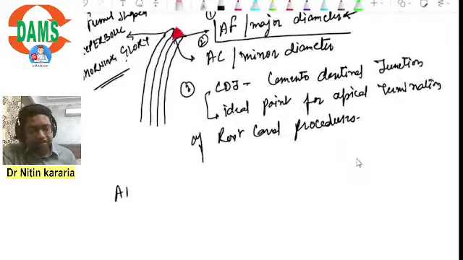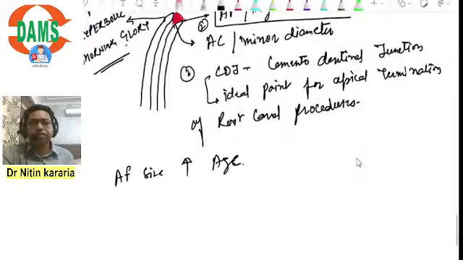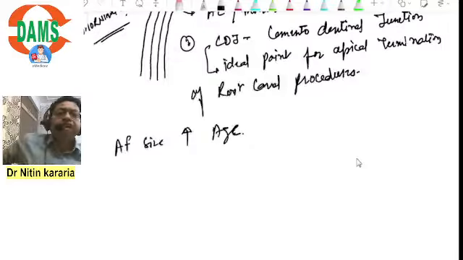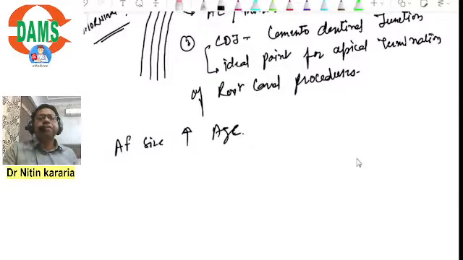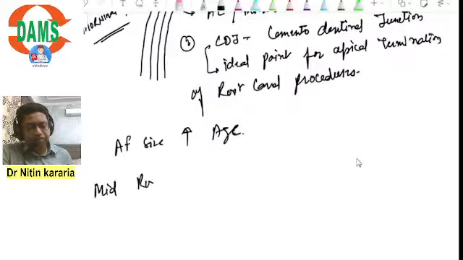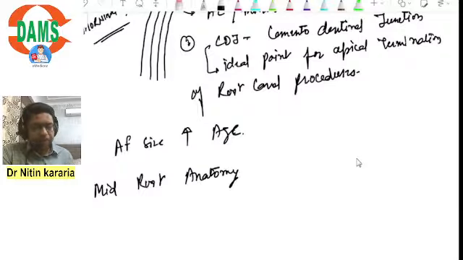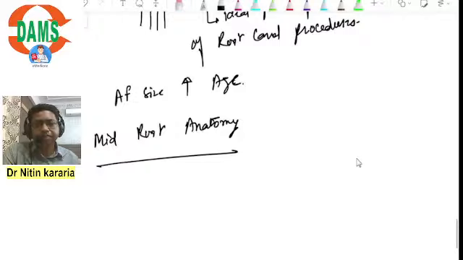This apical foramen, its size increases with age, the anatomical variation. So whenever we have to study the anatomy of the root apex, these three features are present. Then midroot considerations. We'll talk about midroot anatomy.